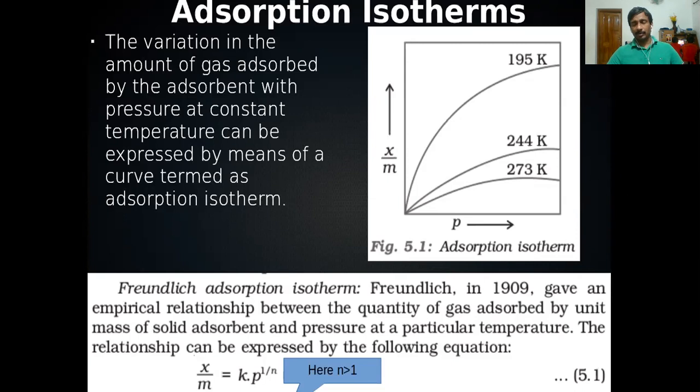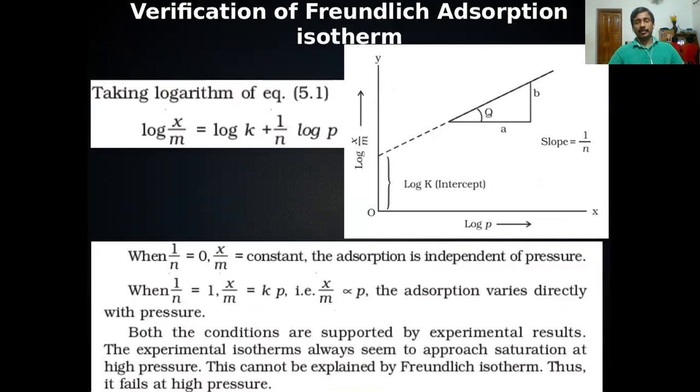Whether it is correct or not, we have to check it, then only we can accept it. That is known as verification of adsorption isotherm. Take the logarithm of the two sides of this equation. When you take the logarithm, you will get log x by m is equal to log k plus 1 by n log p.